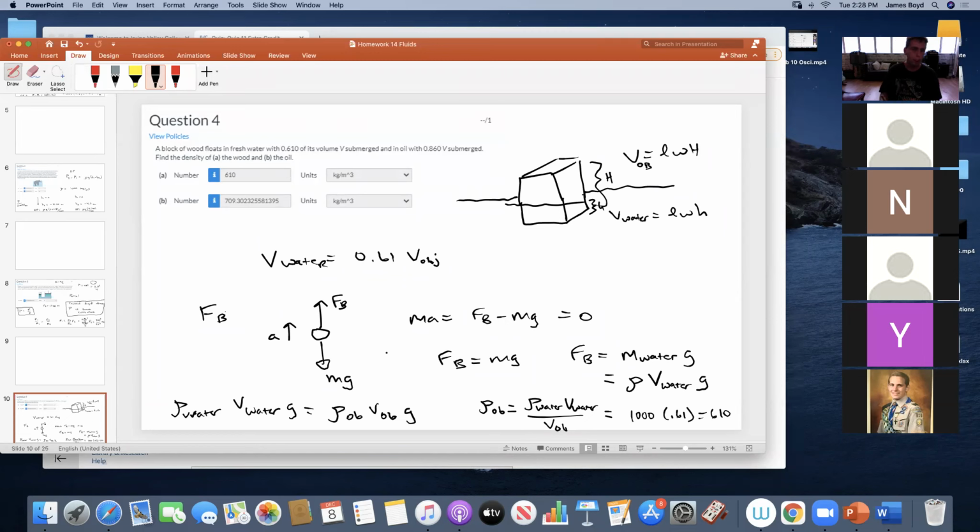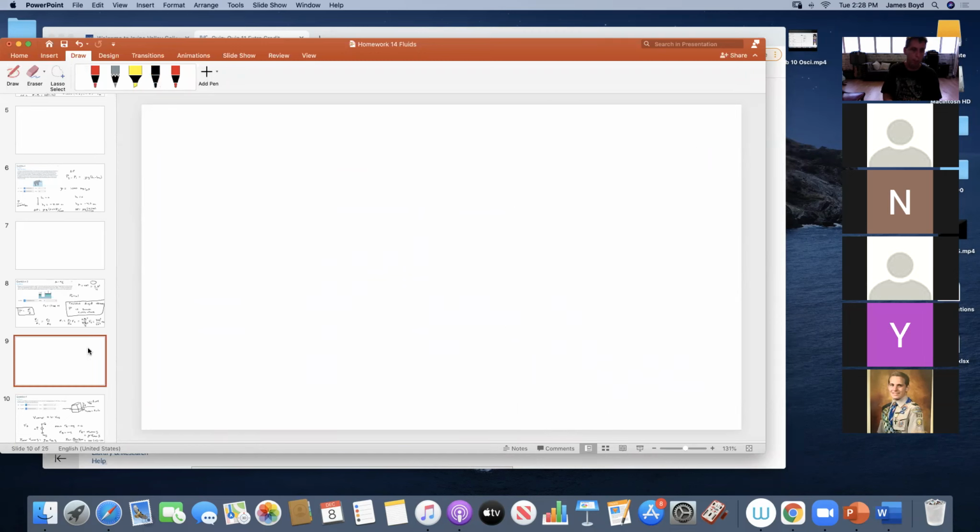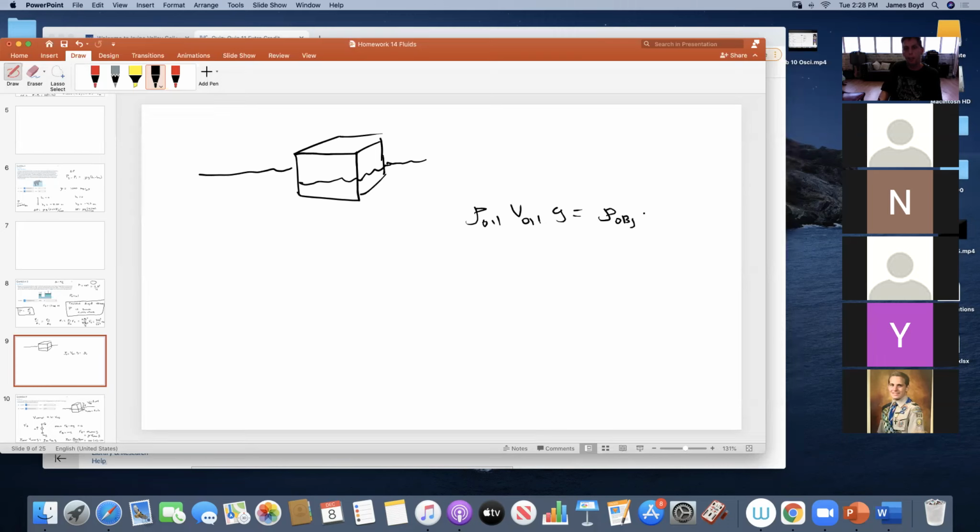Now that we know the density of the object, when it's in oil, right, it's the same exact equation, but things change. And now in the oil, the density of the oil times the volume in the oil times g is equal to the density of the object times the volume of the object times g.